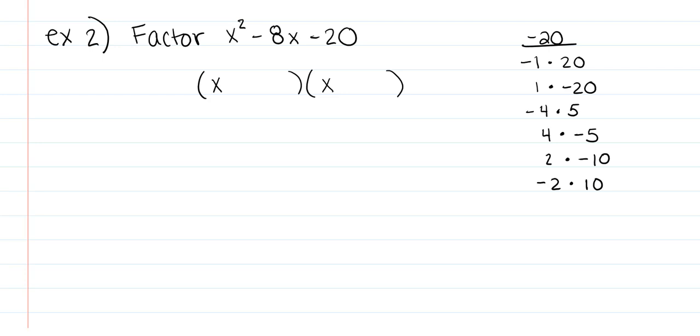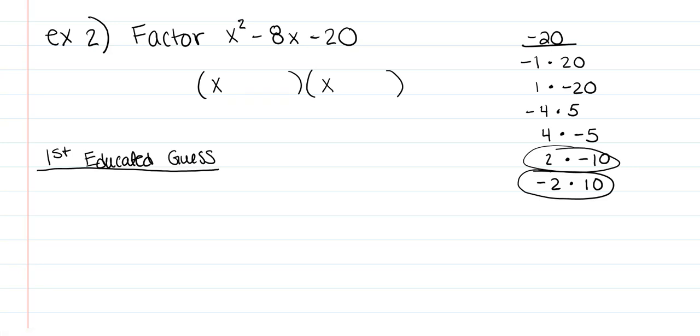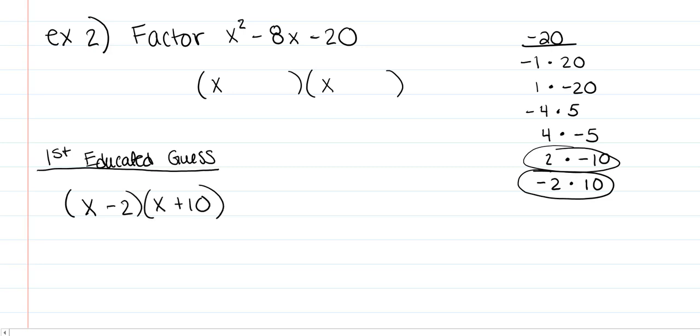All right, and we learned last time that the middle term is coming from addition or subtraction. So let's take our first educated guess. I noticed that 2 and -10 and -2 and 10, I can add those to get some form of 8, either positive or negative. So let's try x minus 2 times x plus 10 and see what happens.